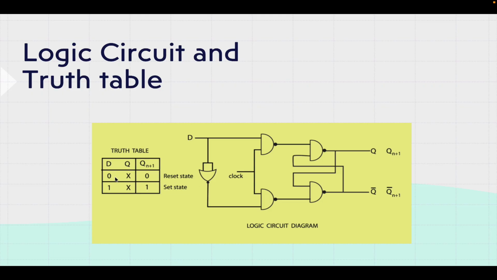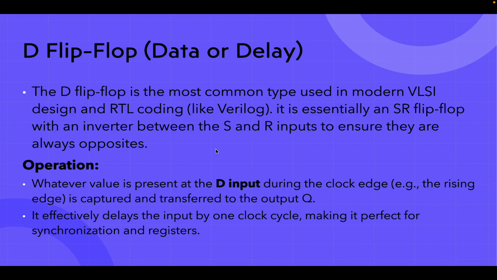See the truth table. Whenever the input is 0, the output will be 0. If it is 1, the output will be 1. Whatever is in D will be put to the Q. We'll see the logic circuit. In SR flip-flop, you had here S input and here R input. What we are changing is we are adding a NOT gate. What have they given here? Yeah, we'll be using an inverter.